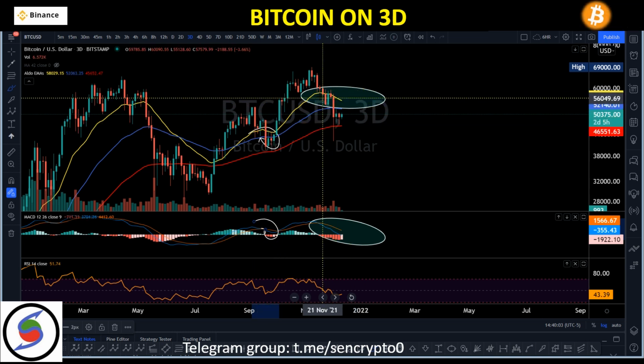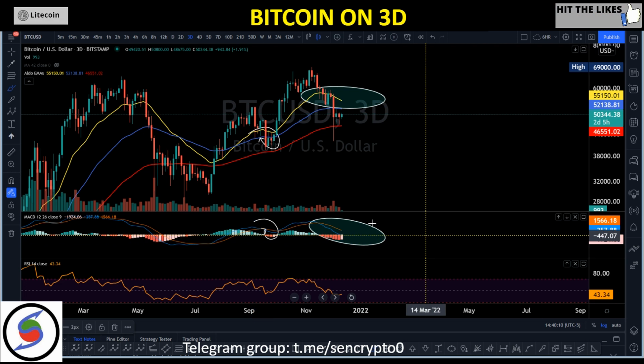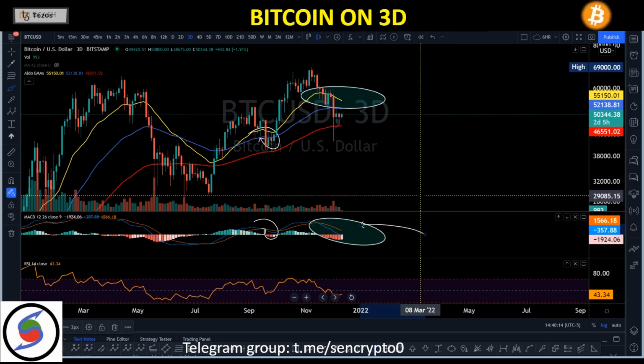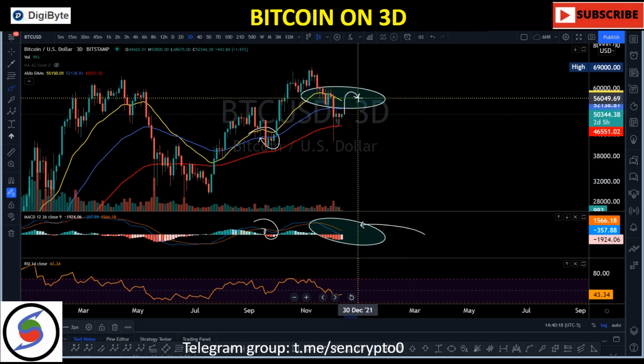Right now, if we take a look at it, we're below the 21 EMA on our 3D time frame. MACD is still negative, so it is a bearish sign. What we need to see in order to call for a bullish reversal is to get back above the 21 EMA on the 3D at least.